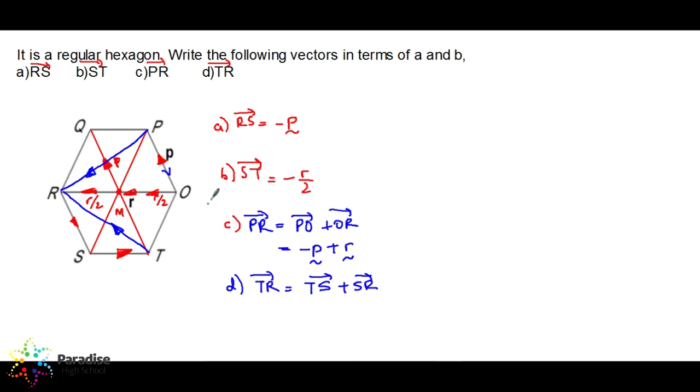Now, I have found ST as negative R over 2, and I have found RS as negative P. So what is TS? TS is the opposite of ST. Therefore, it's going to be negative R over 2, plus, and SR is the opposite of RS. It's going to be negative P. So, positive R over 2 plus P. The answer will be.